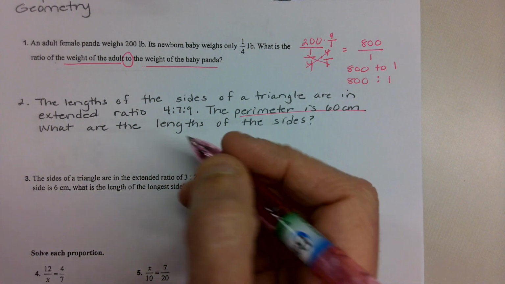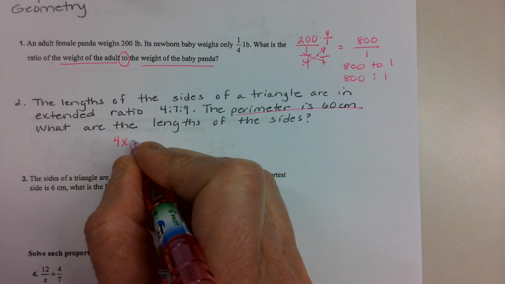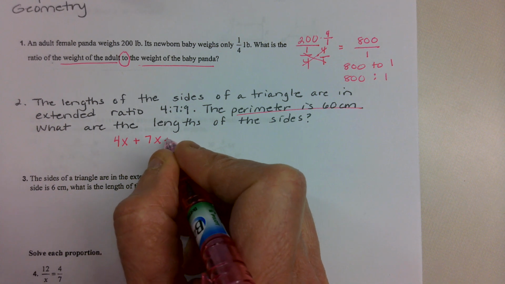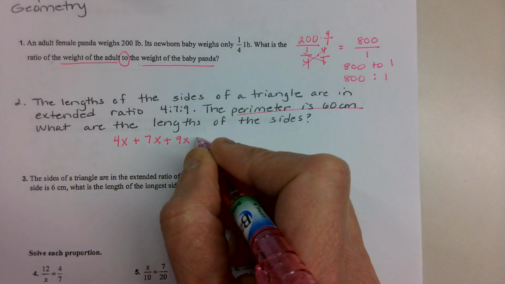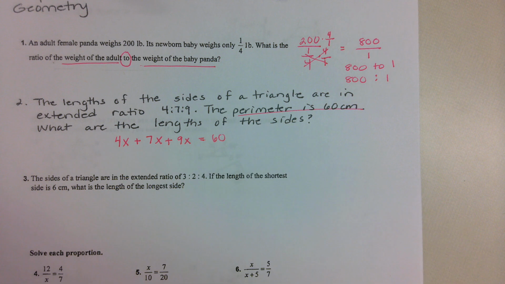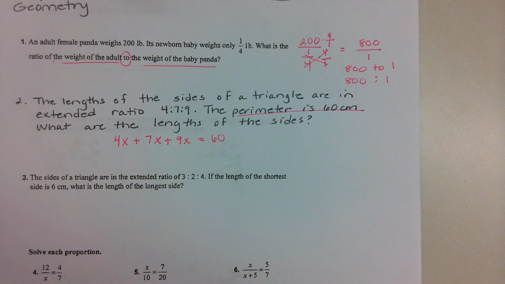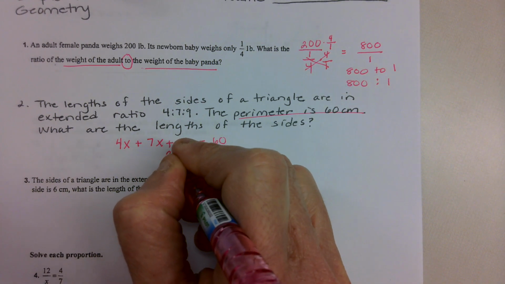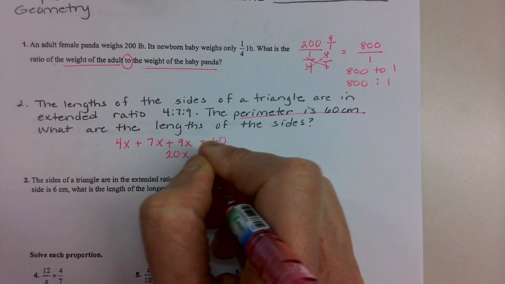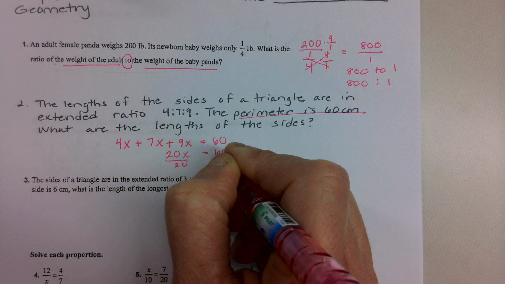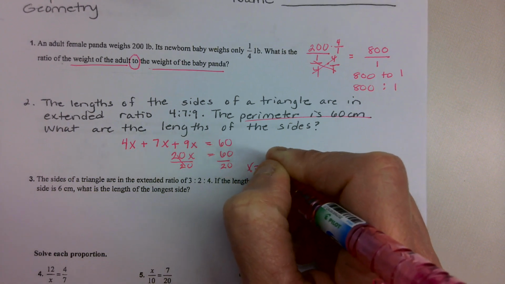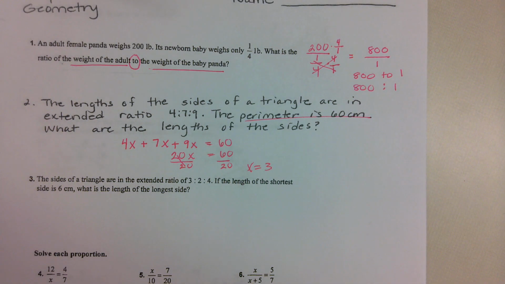So I'm just going to call it X. I don't know what it will be. I just know it's going to be the same for all of them. And it's equal to 60. And then I'm going to go ahead and add all those together. And let's see, what is that? 20X equals 60. Divide by 20. And X equals 3. Now let's make sure we answer the question.